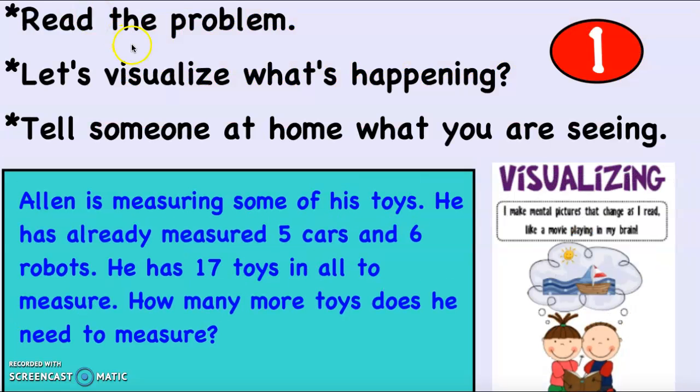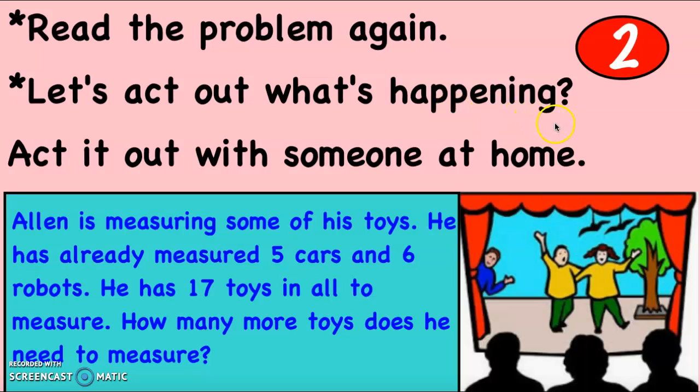So let's go over our steps. So we're going to start by reading the problem. We're going to visualize what's happening. As you're visualizing, can you tell someone at home what you are seeing? Then we're going to read the problem again.